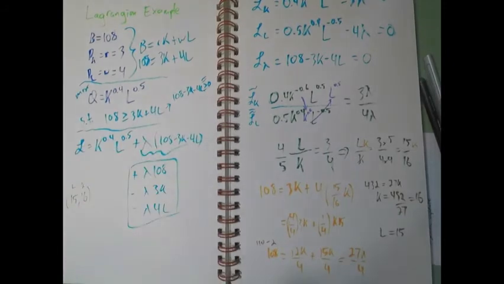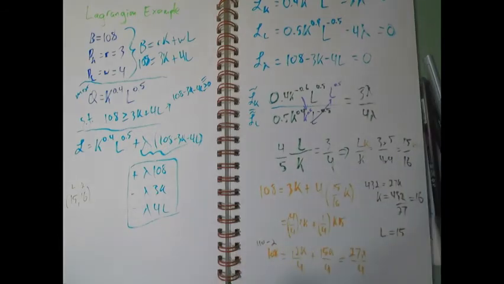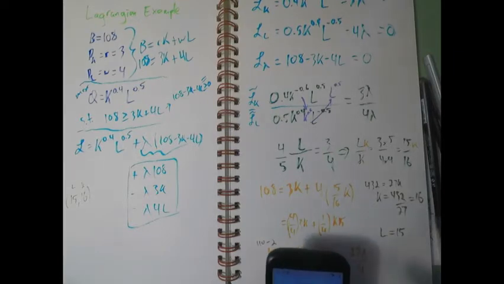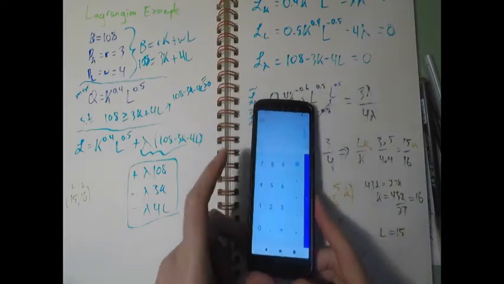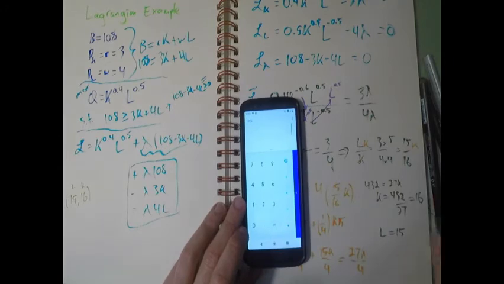Now, let's just go back and see what lambda is going to be. So, we've got a lambda term here. Well, let's do it like this. I've got my calculator handy that I can show on the screen. Calculator. All right, so K is 16.